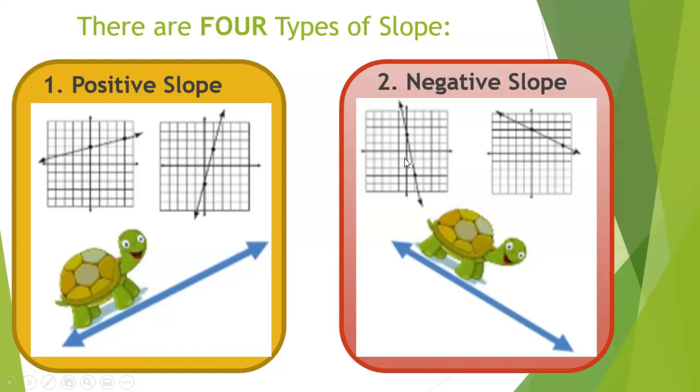The second type is negative slope. Similarly, negative tells me it's going down from left to right. So our little turtle would be going downhill from left to right. Again, it doesn't tell me how steep it is. It could be very steep or less steep, but it does tell me the direction, pointing down from left to right. That's denoted by a negative number for your slope.